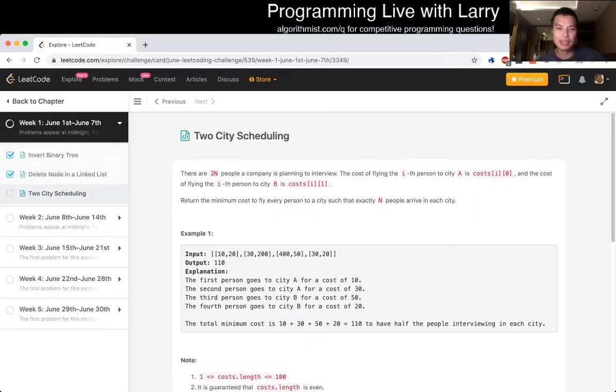Two city scheduling. There are 2N people a company is planning to interview. The cost of flying the i-th person to city A is cost[i][0], and the cost of flying the i-th person to city B is cost[i][1]. Return the minimum cost to fly every person to a city such that exactly N people arrive at each city. Okay. Hmm.